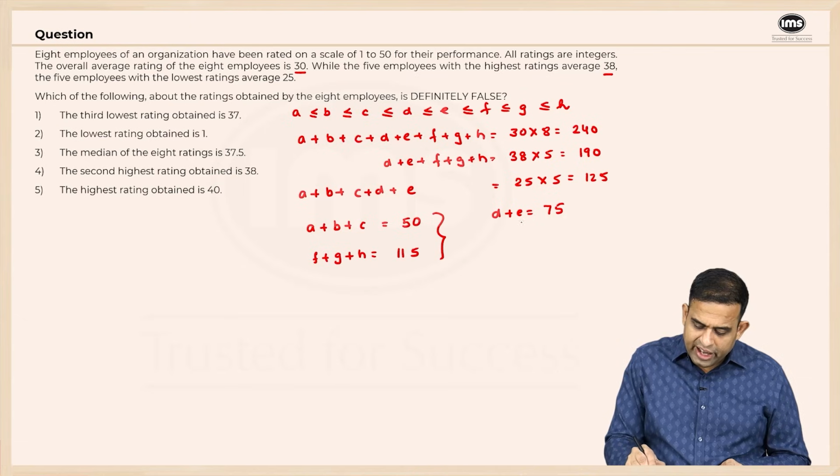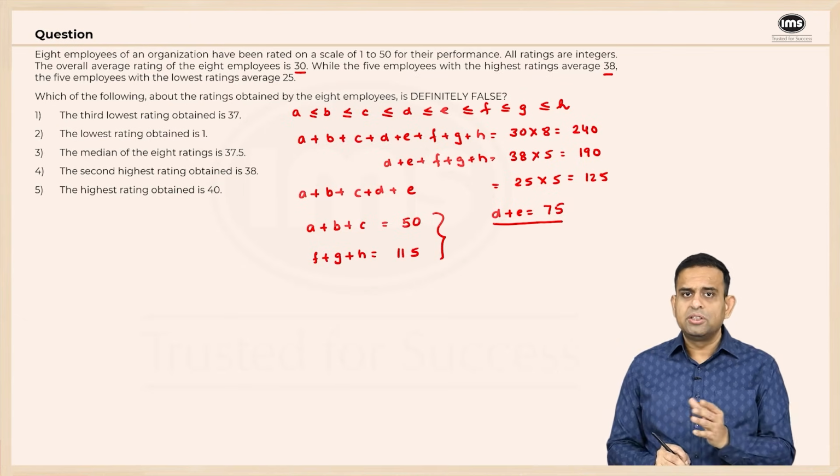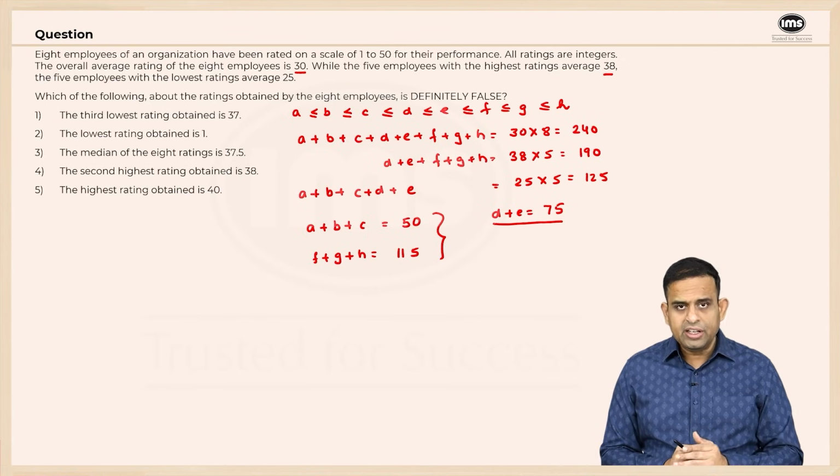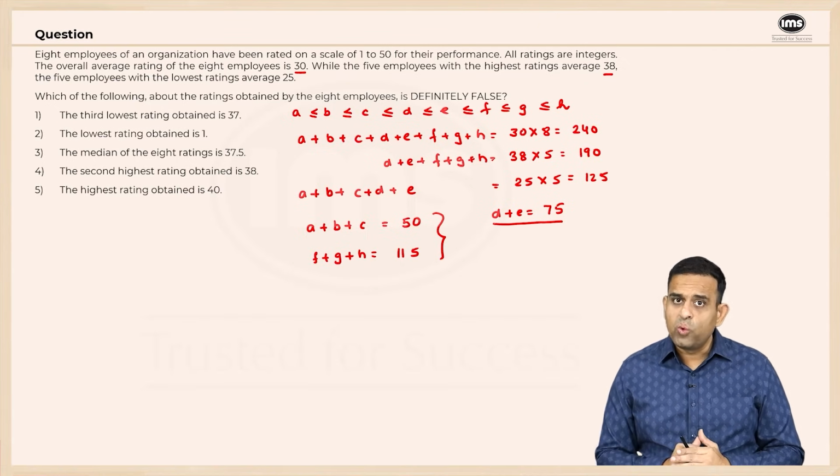So this is what we have from the first piece of information. The first three have a sum of 50. The next two will have a sum of 75, and the last three will have a sum of 115.